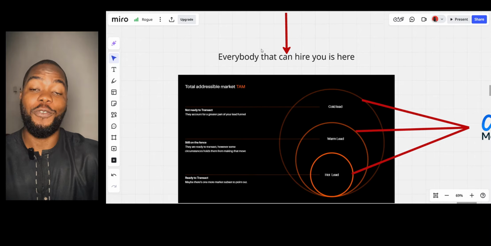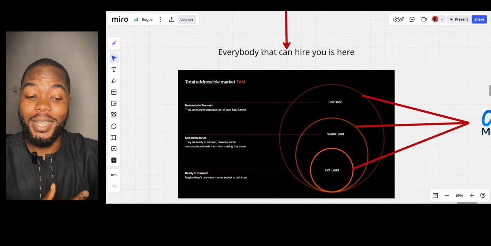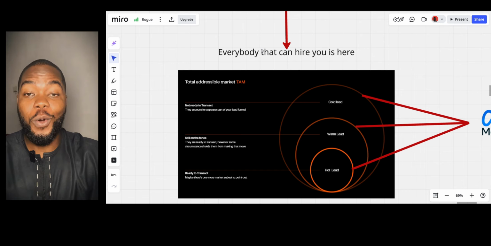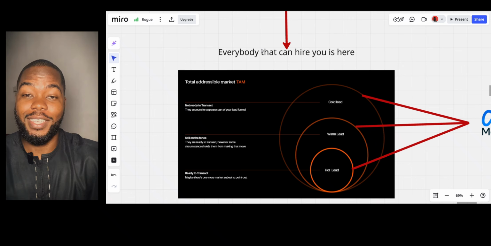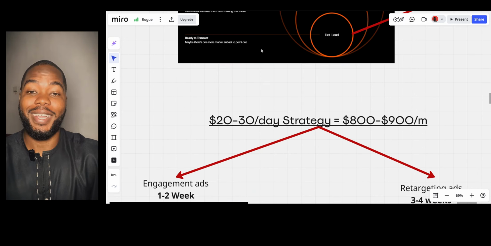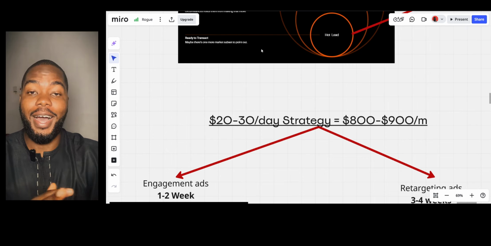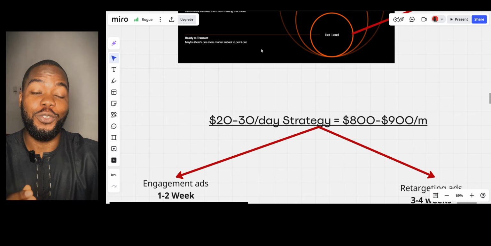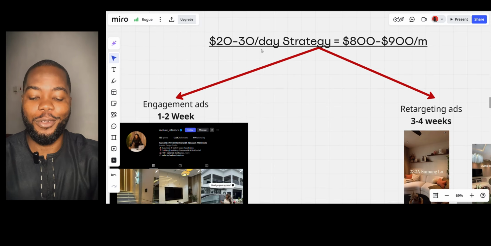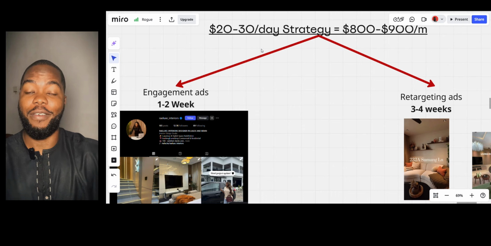Now, anyone that can hire you for a service is exactly in this graph. We have the hot leads, the cold leads, and the warm leads. And everyone wants to get the hot leads. However, the warm leads are those that are interested but not now, probably in the future. In this video, I'm going to show you how you can target all these people, both the hot leads that want to work today and the cold leads that are probably not ready to work right now or want to work in 3 months.